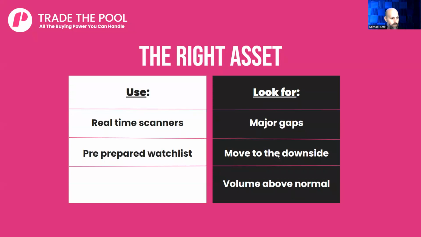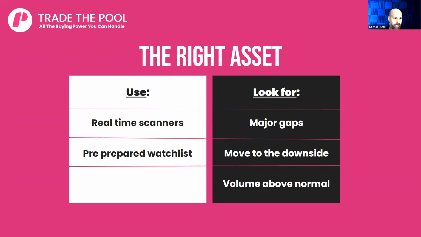So the right asset, when it comes to at least stocks, we will use real-time scanners. For those of you who trade stocks, you can use either TradingView, or if you have a subscription for finviz.com, or obviously if you're using a trading platform like Tradepool, we have our own real-time scanners that you can use. If you use different brokers, most brokers provide you with scanners, and you can also customize them. What we want to see in that scanner is basically volume and movement.